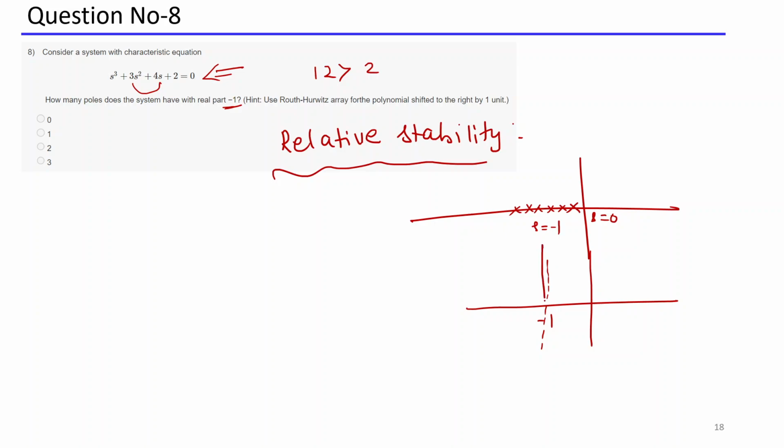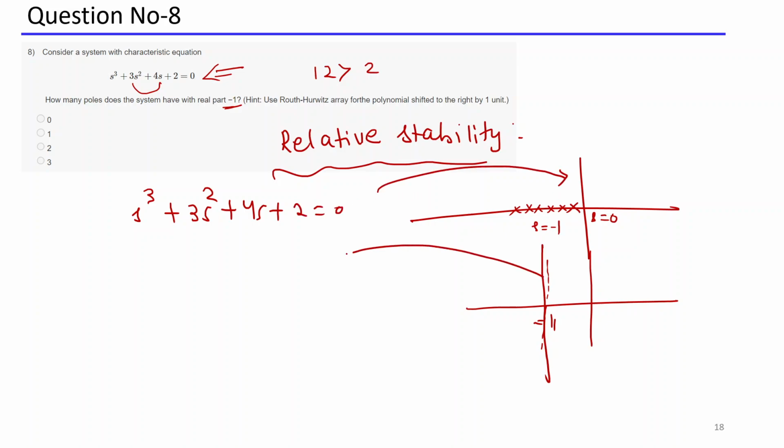Now the new origin is equal to minus 1 line. Now you modify this equation. The equation is now s cube plus 3s square plus 4s plus 2 equal to 0. This is about the 0 line. But whenever it is shifted to the minus 1 line, you have to put in place of s, (s minus 1) cube plus 3 into (s minus 1) square plus 4 into (s minus 1) plus 2 equal to 0.